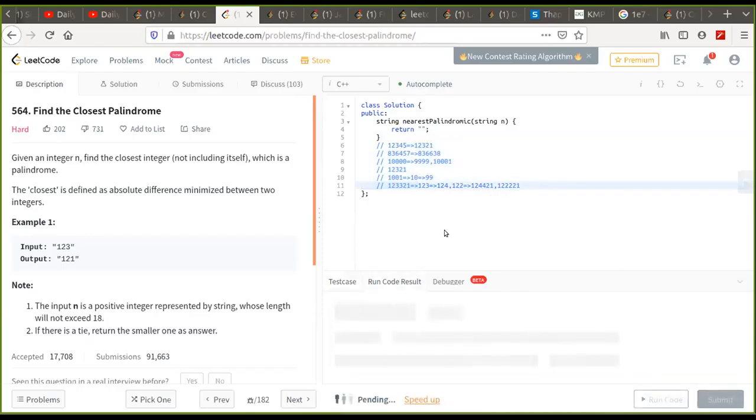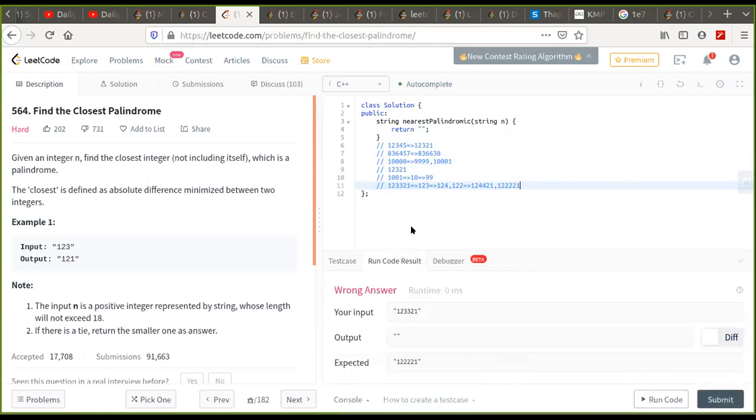What is there on the chat? Puneet has asked about 12397. I think its answer should be 12321, which is pretty straightforward, it's 1 2 3 2 1. Yeah. So you see here, the expected result is 1 2 2 2 2 1. It might be because the difference between 1 2 2 2 2 1 and this number is smaller than with these other candidates.